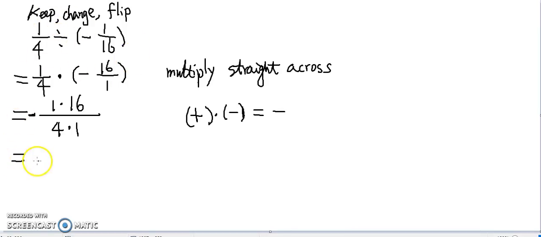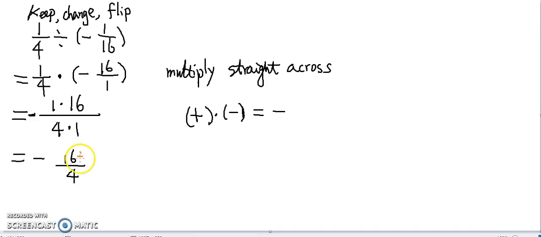So now let's simplify it. Again, the last tip is whenever you deal with fractions, make sure your fraction is simplified. So the top will be 1 times 16. That will give us a 16. The bottom, 4 times 1, we get a 4. And because we need to simplify the fraction, we're going to look at the top and the bottom. 16 on top, 4 on the bottom, so they have a common factor 4.